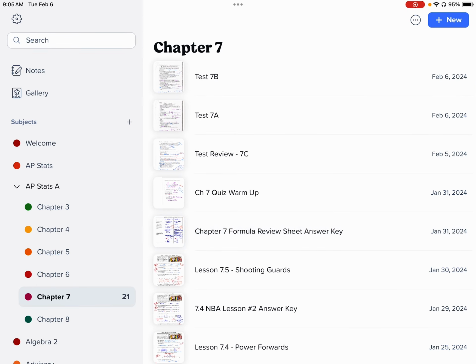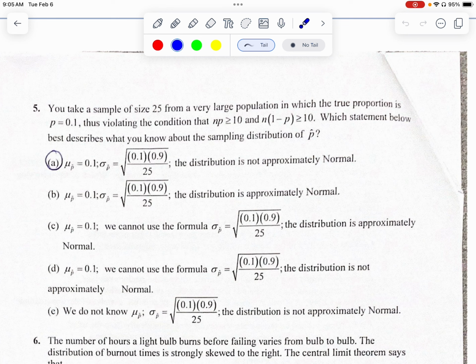Now, is it normal or not normal? It says right here, it violates the condition. It's telling you it is not normal. So you don't even have to really do the work. I mean, you could do 0.1 times 25. That's n times p. It's going to be 2.5. If you don't trust them, you know, and it's not going to be big enough. Not bigger than 10.